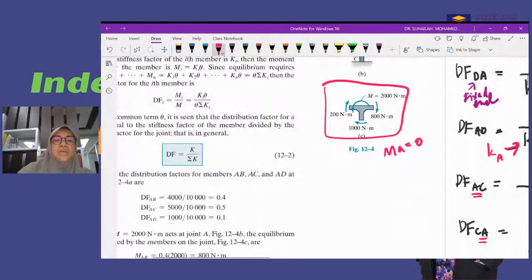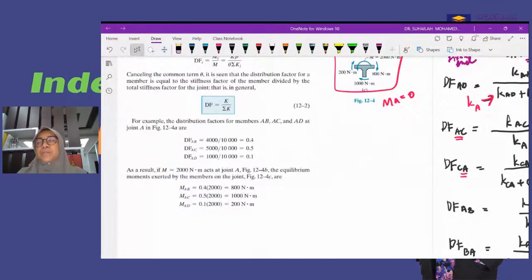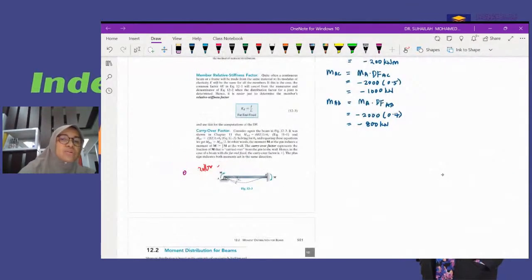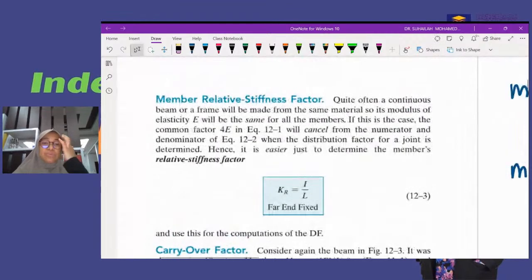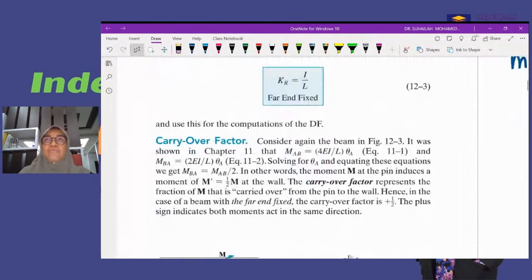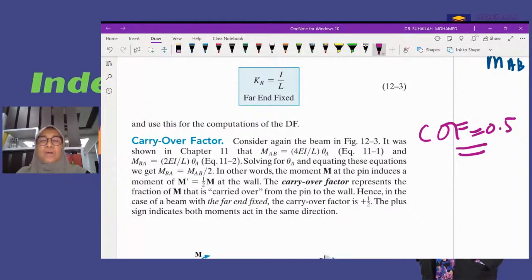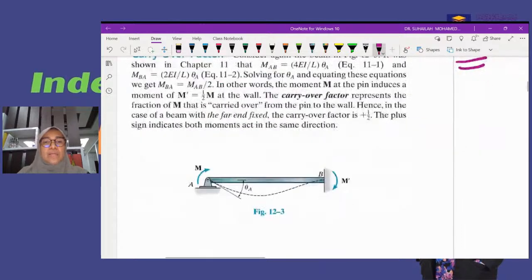Okay, doesn't matter about the sign that is shown right now. I will show you the actual example in the table. The next term after distribution factor is the carryover factor, and for fixed end moment the carryover factor is equivalent to 0.5. We are going to use this to carry over the moment to the adjacent joint.